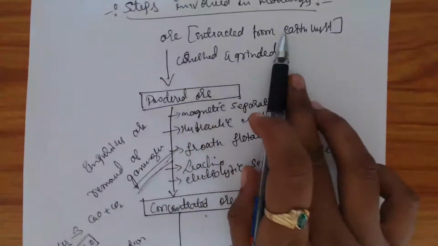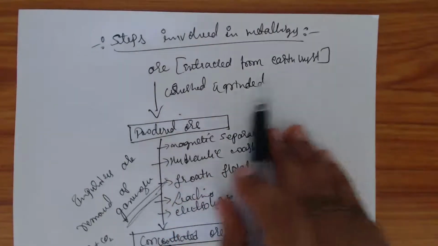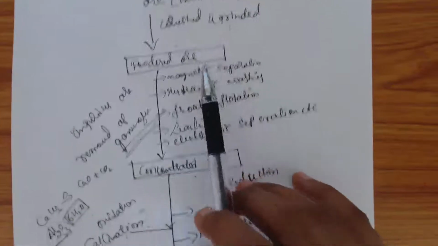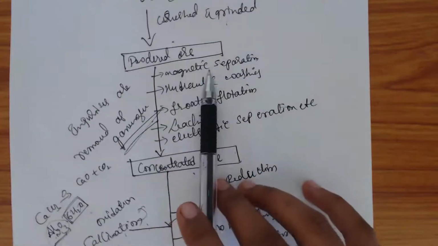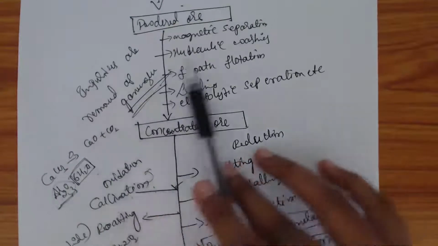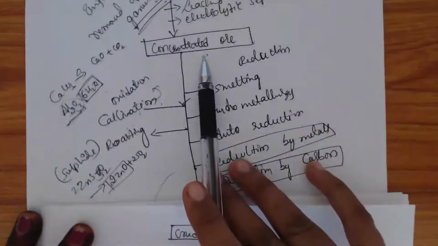So this is the process. Students, the first step involved in metallurgy is the extraction of ore. The extraction of ore takes place from the earth's crust. The ore is finely crushed and ground into powdered ore. That powdered ore is subjected to certain techniques to remove the impurities, and then the concentrated ore is formed.